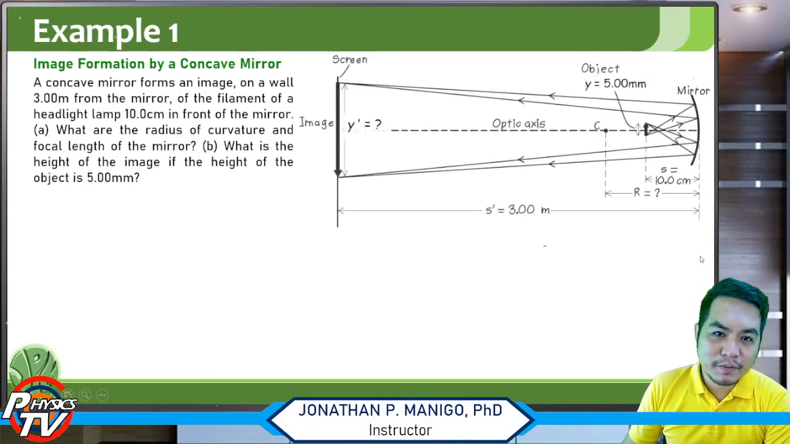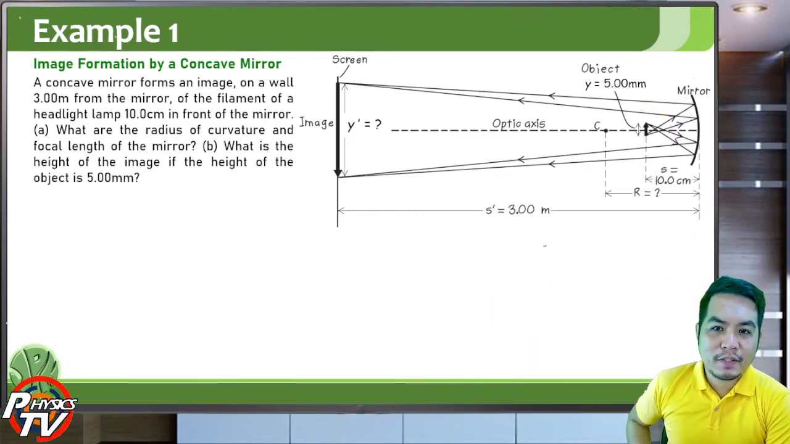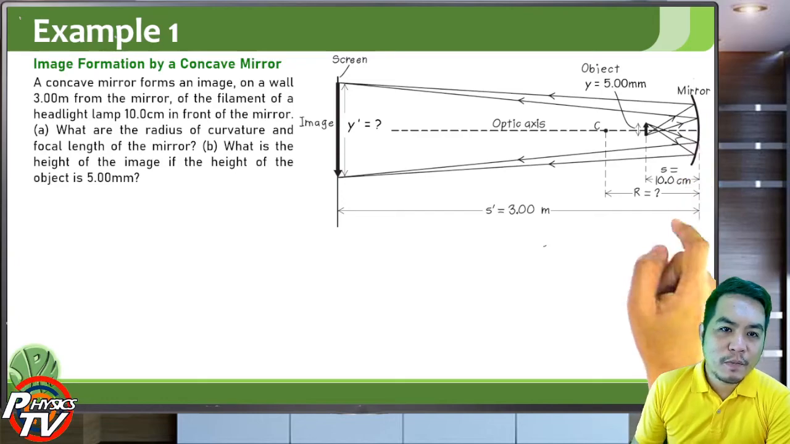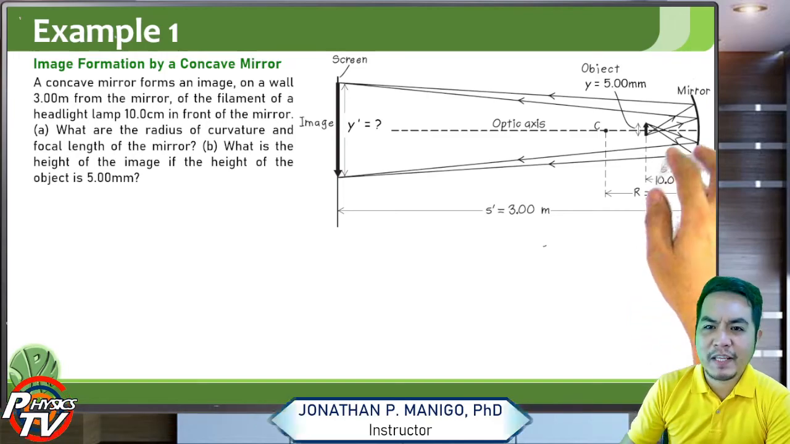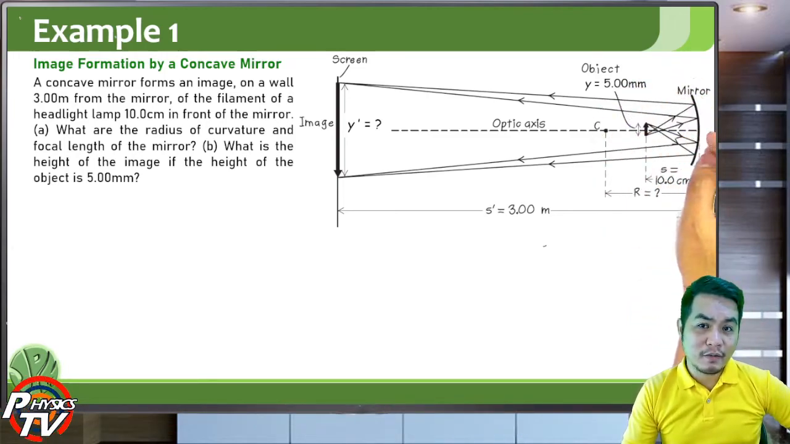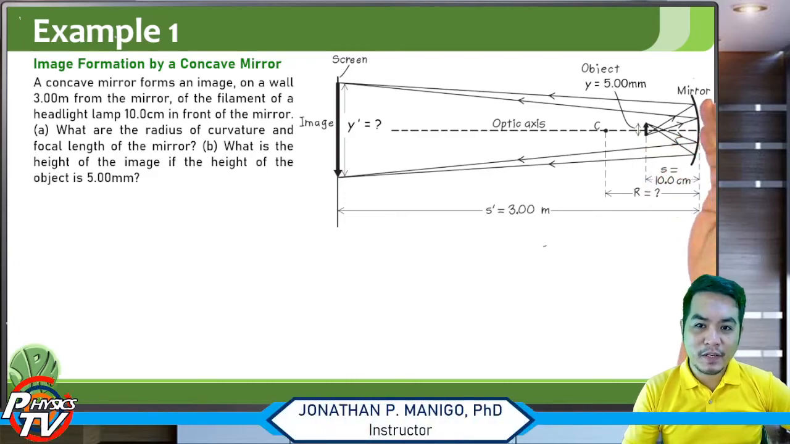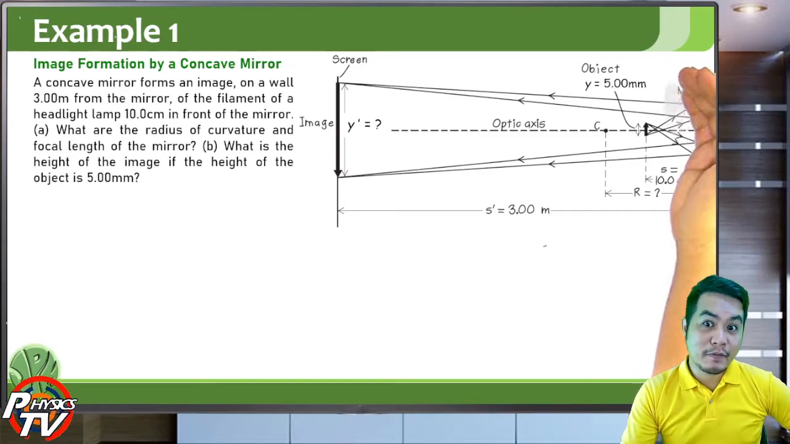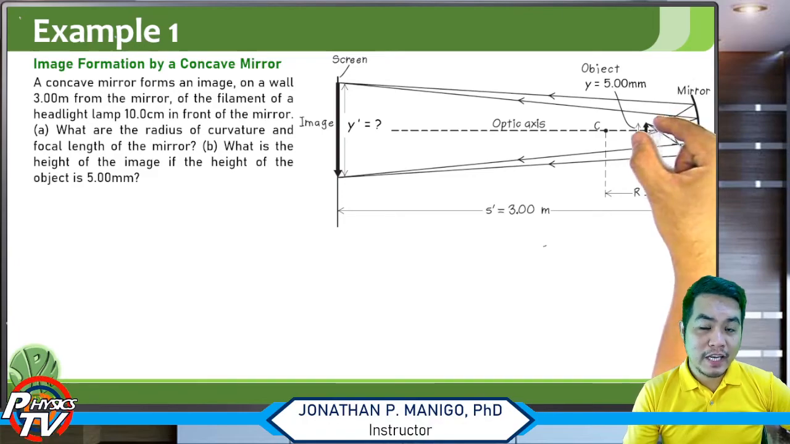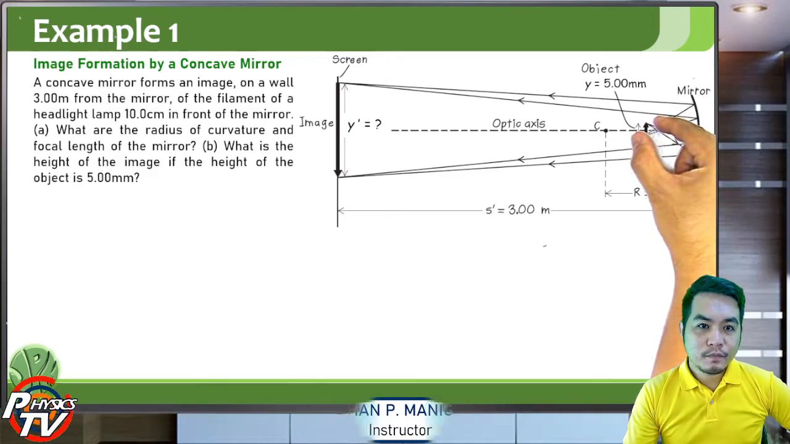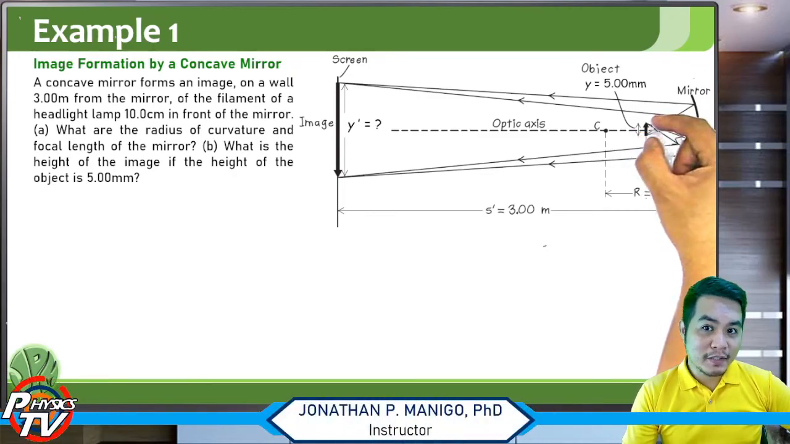So let's have an example. A concave mirror, so this is our mirror, forms an image on a wall 3 meters from the mirror of the filament of a headlight lamp. So basically you can think of it as a headlight lamp of your car, or a flashlight rather. It's just the same principle. You'll notice that a headlight or a flashlight has a reflecting surface at the back, and then you put the bulb here. The bulb has a filament, and that filament is our object.